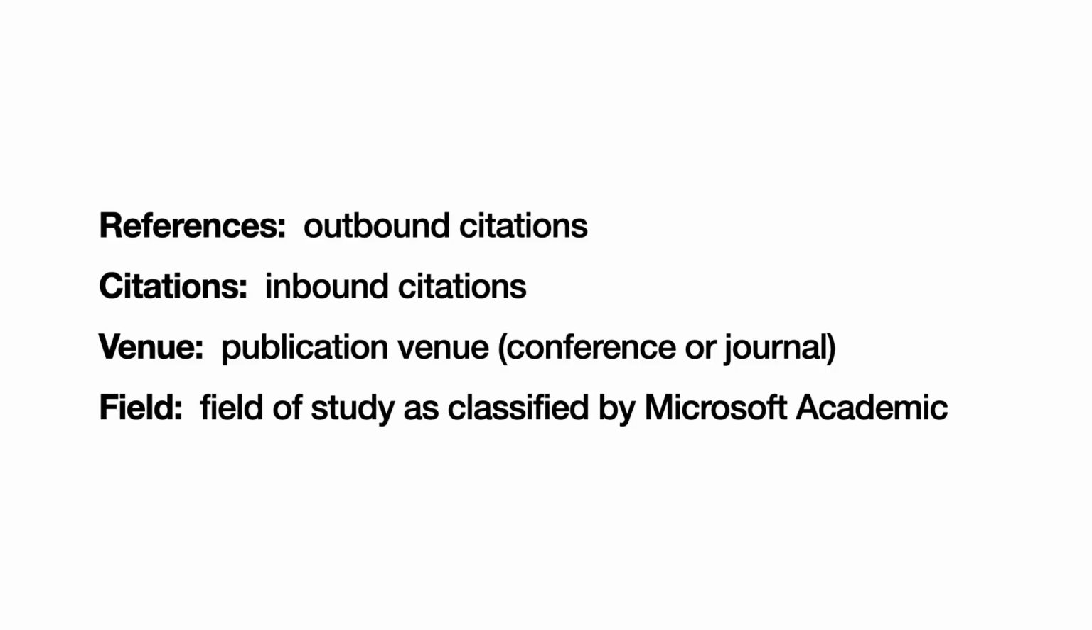First, some quick definitions. We refer to outbound citations of a paper as references, and inbound citations as citations. Venue refers to the publication venue, a conference or journal in which a paper is published. Field refers to the field of study of a paper as classified by Microsoft Academic.